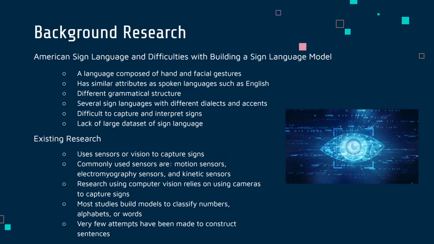So, a bit of background research. American Sign Language is a language composed of hand and facial gestures and has many attributes similar to English. It has a different grammatical structure, however, but also has its own dialects and accents. Existing research in the field of sign language translation involves using sensors such as motion, electromyography, and kinetic sensors, while research using computer vision relies on using only cameras to take videos of people signing. Most studies, however, build models to classify only numbers, alphabets, or words, and very few attempts have been made to construct actual full sentences.